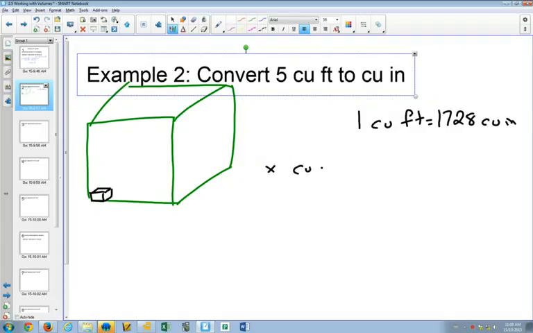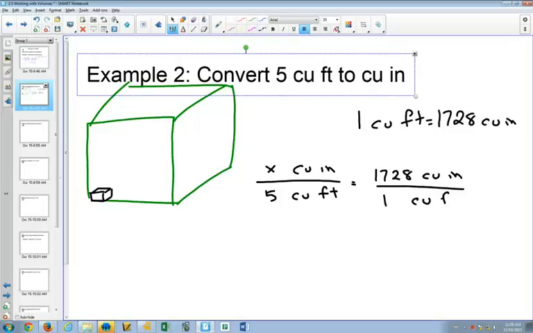We want to find cubic inches for 5 cubic feet. We know that there are 1,728 cubic inches in 1 cubic foot. Multiply both sides by 5, and you get 8,640 cubic inches.